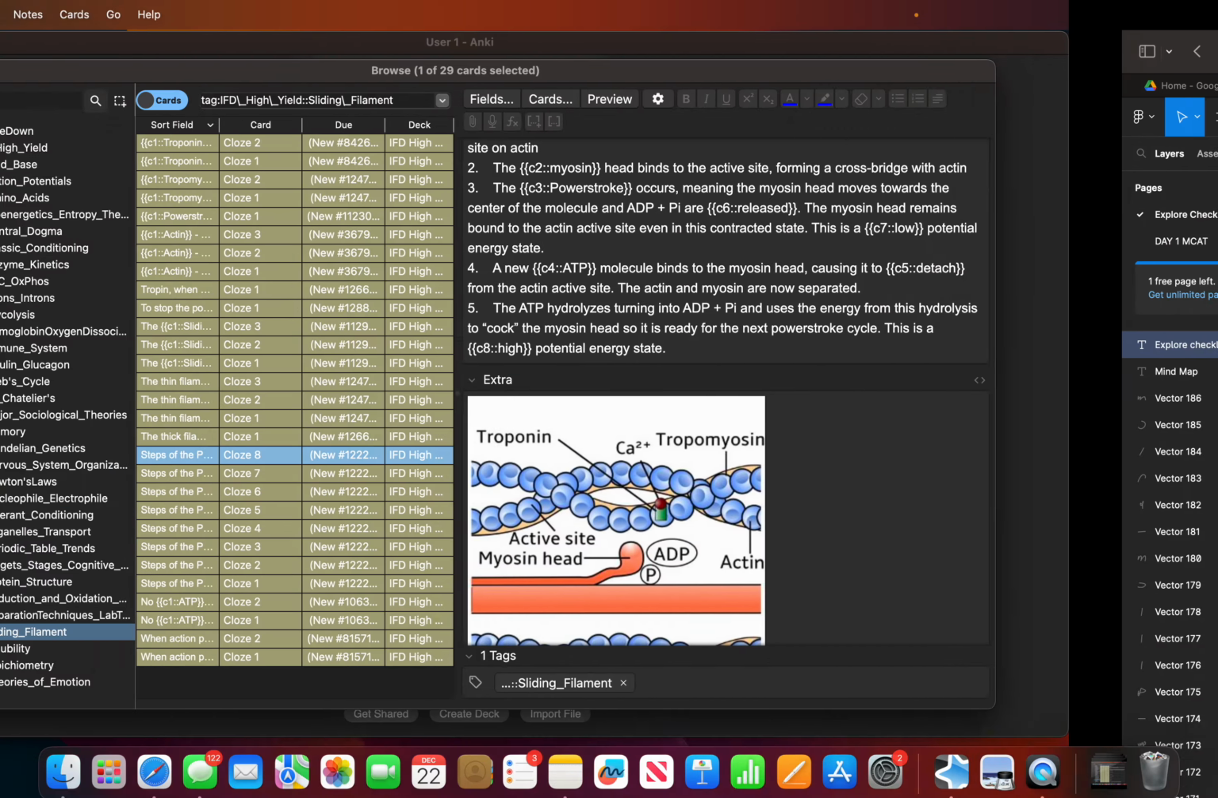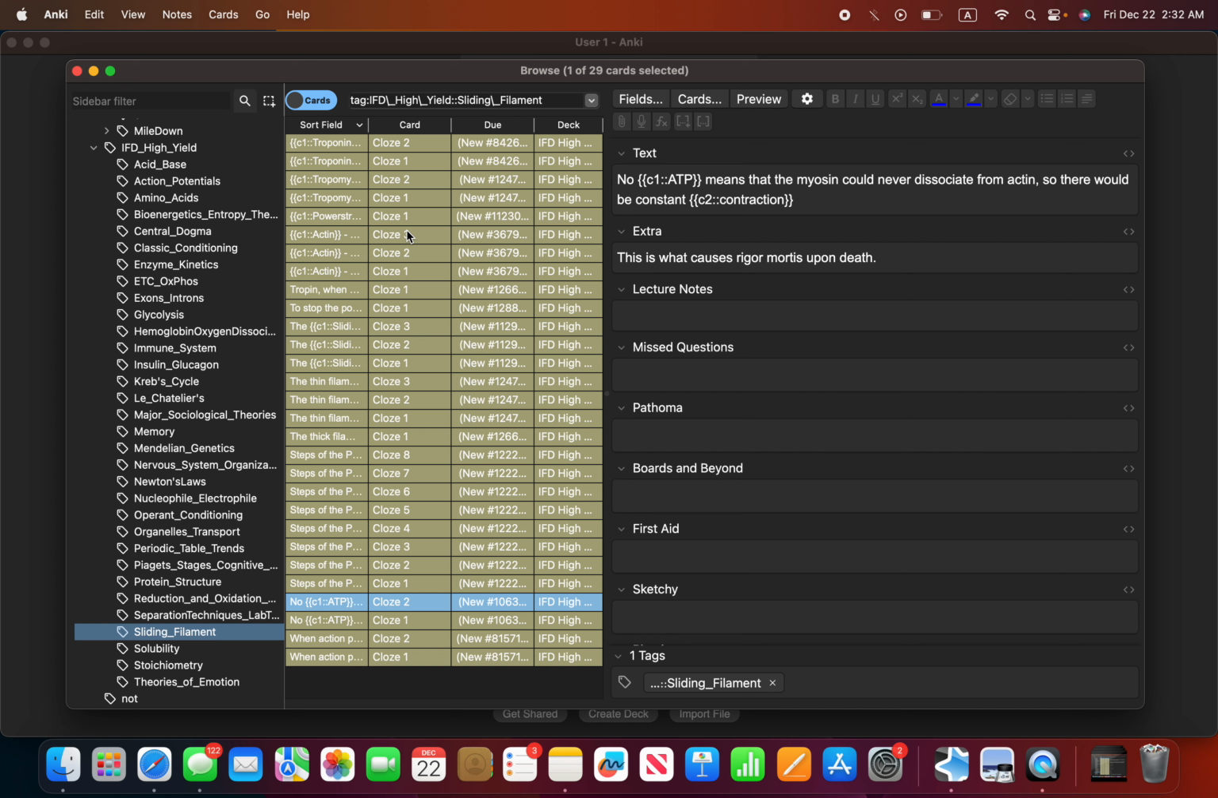That's why in the cadaver lab, the muscle of the cadavers was fully contracted, because there is no ATP, there is no energy generation, and that means that the myosin could never dissociate from actin.